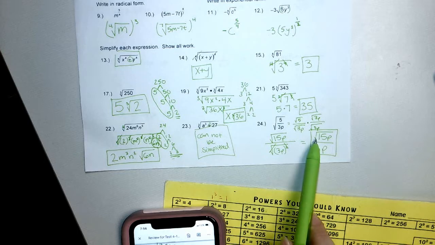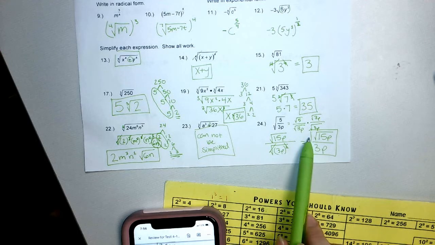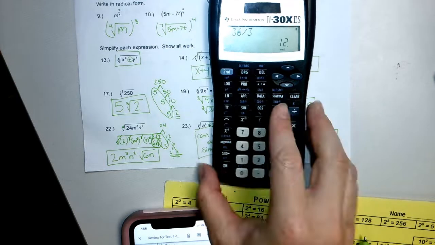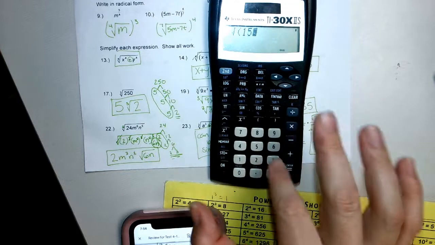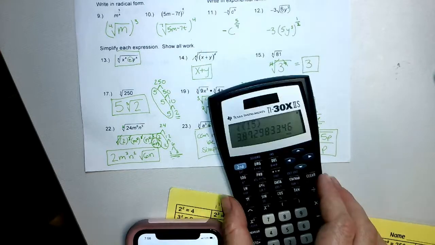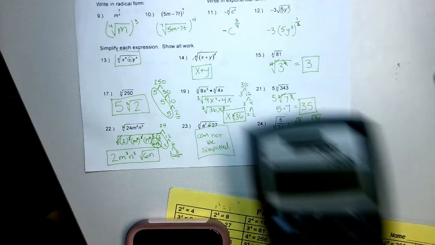No, because this is under a radical and this is not. Now, if that was 15 in front of the radical, yes, we would simplify for sure. But if something's under a radical, just watch. If you do the square root of 15, it's like 3.88 something. That's not a factor of 3. You see what I'm saying?